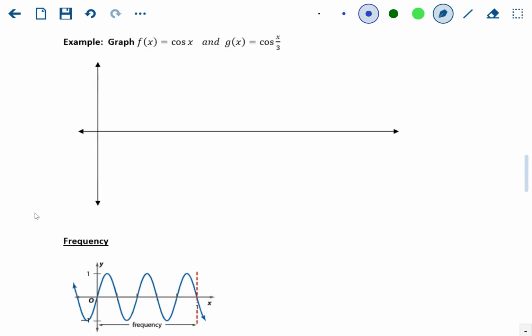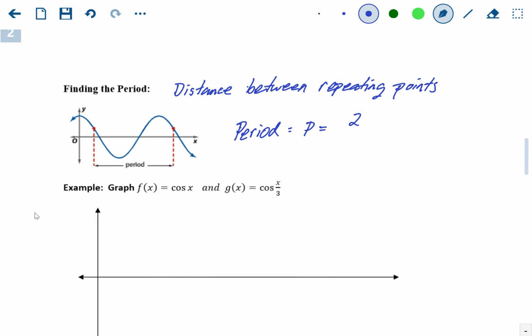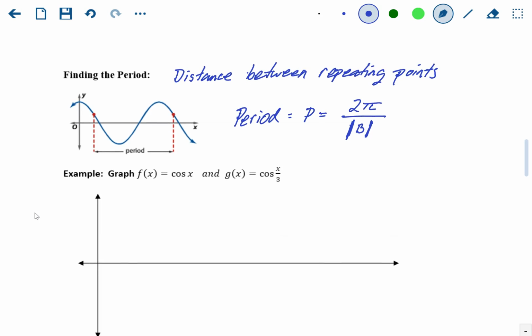to be 2 pi, which is your parent function period, 2 pi divided by the b value, the absolute value of b. Again, those are absolute value, so it's always going to be positive. Your period's always going to be positive. So 2 pi divided by b.